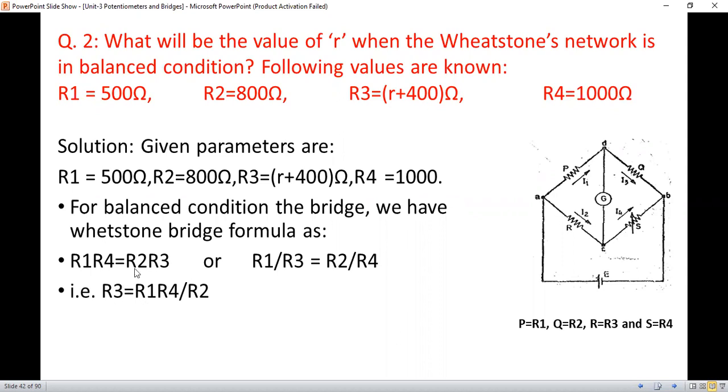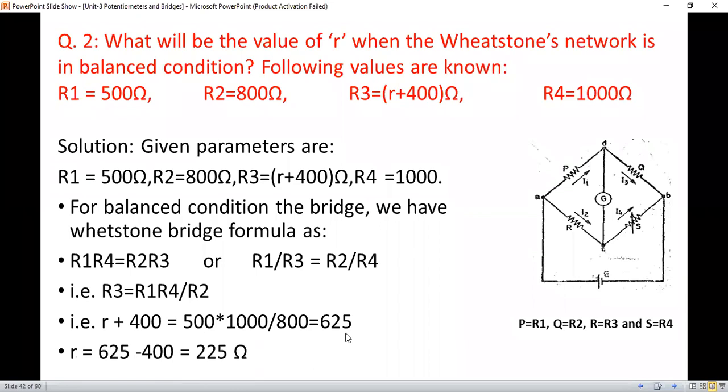So first we set the formula for R3: R3 equal to R1 R4 divided by R2. Substitute R3 equal to R plus 400, R1 equal to 500, R4 equal to 1000, divided by R2 equal to 800. So this 5 and this 2 get cancelled. 5000 divided by 8 is nothing but 625. So R plus 400 equal to 625. When this plus 400 shifts to the RHS, it becomes minus 400. So 625 minus 400 equal to 225 is the correct answer.